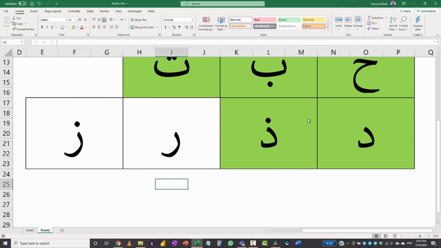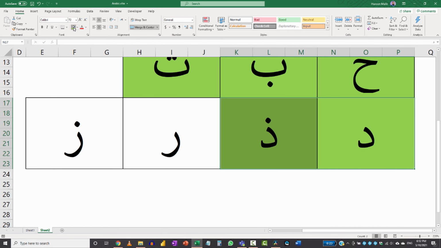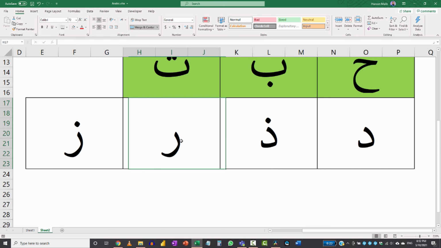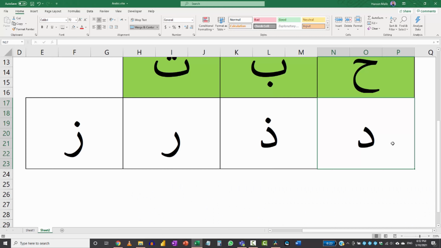Let's clear this out. Okay, what is this letter? No, this was that. Okay, let's do one more time. What is this letter? Dal. What is this? Dal, very good. And this one is Ra, like R, Ra.